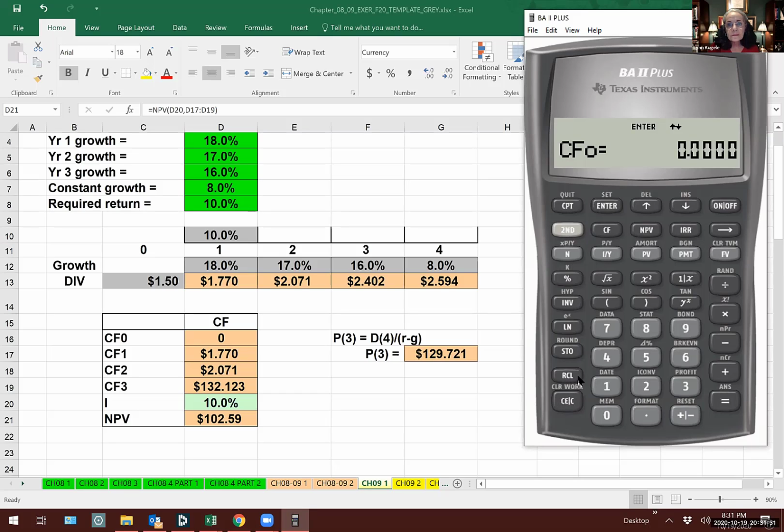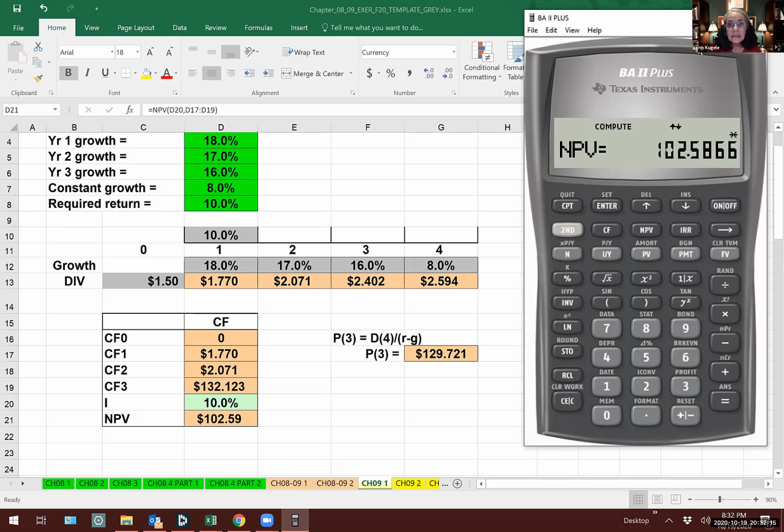It's going to be cash flow worksheet. Second, clear work. Cash flow 0 is 0. Cash flow 1 is 177. Enter and down. It occurs once. Cash flow 2 is 2,071. Enter and down. Cash flow 3 is, and you can do the adding right here, 2,402 plus the 129,721 equals, enter it, down, it occurs once, NPV, discount rate is 10, enter it, down, compute. And there it is.